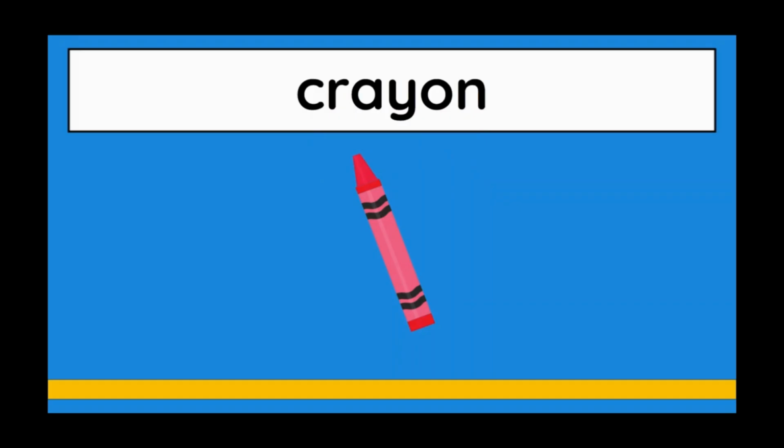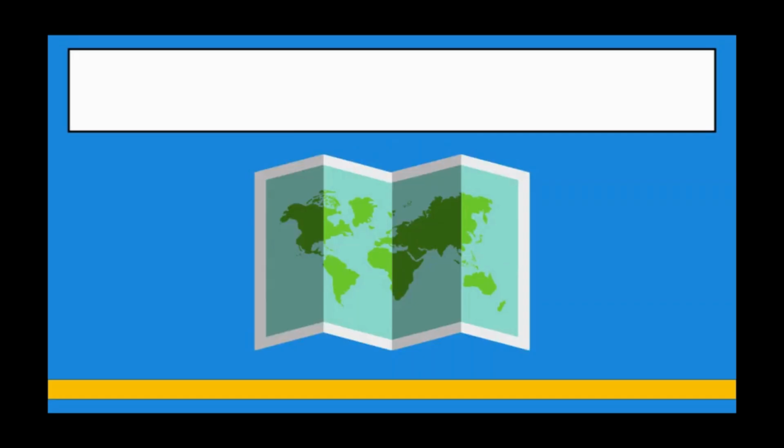This is a crayon. It is typically used by younger children to color images or create artwork. This is a map. In your history or your geography classes, you will typically find a map. A map shows you the world, shows you the locations of different countries, of different cities, different climates.